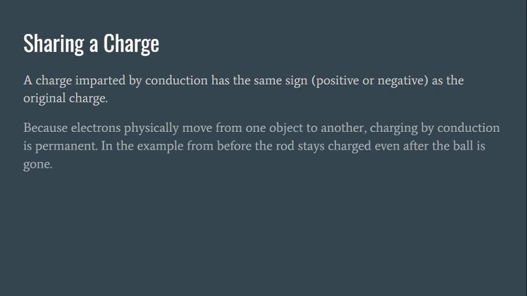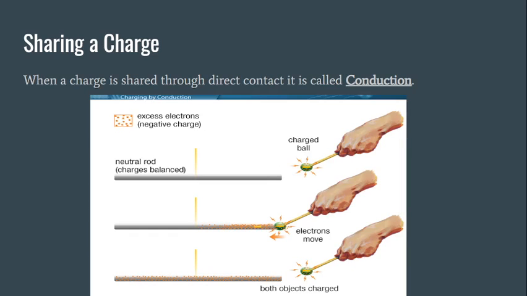The next thing we see here is because electrons physically move from one object to another, charging by conduction is permanent. And we talked about that before as well. You can see it in the diagram. In the example from before, the rod stays charged even after the ball is gone. And in case you need to see that again, let me just pop over here, and you can see it.